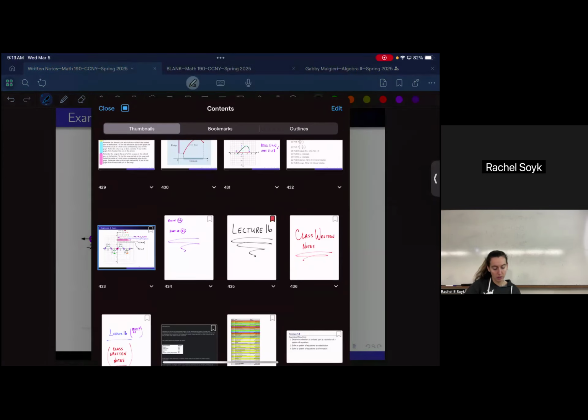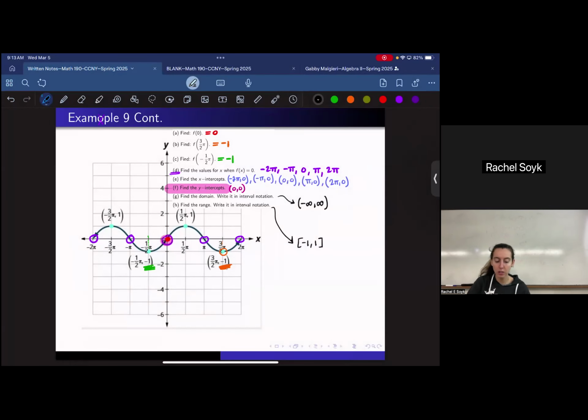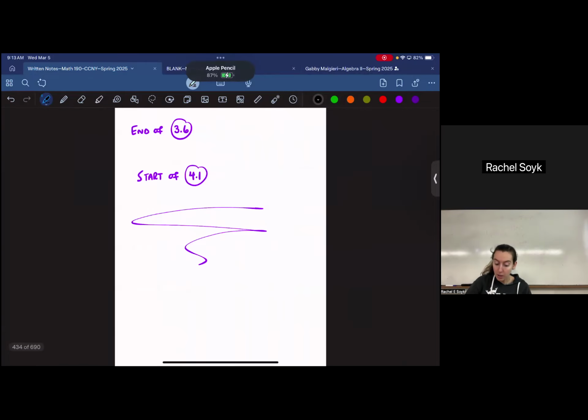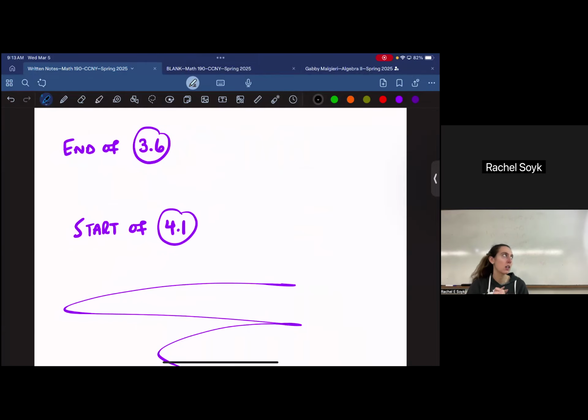And we're done. Any questions on this page at all? This was the last example from this section. We will start chapter 4 tomorrow, right? We have class tomorrow, but let me stop recording this.